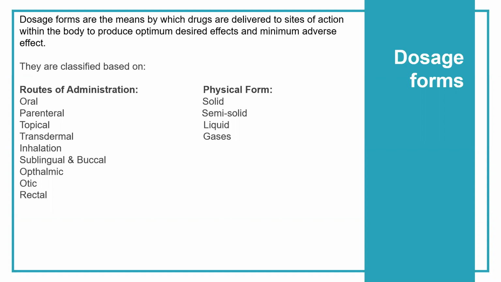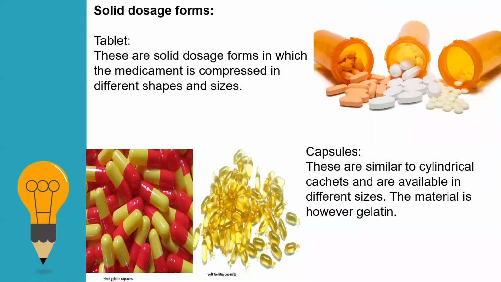So in today's video, we will be learning the classification of dosage forms based on their physical forms. Why physical form? Because that will also include all the routes of administration involved, and it will be easier if you study based upon the physical dosage form. Solid dosage forms include tablets, capsules, powders, etc.